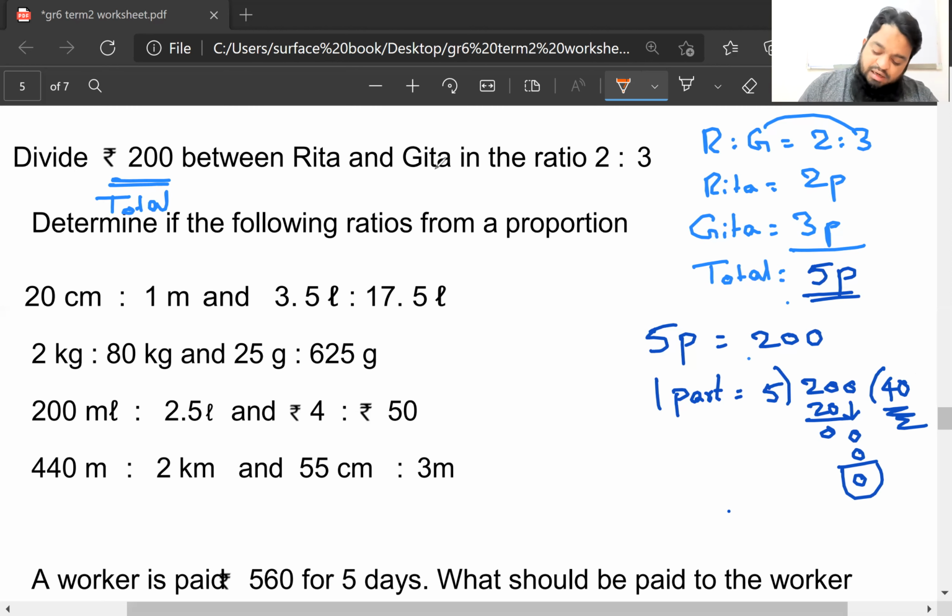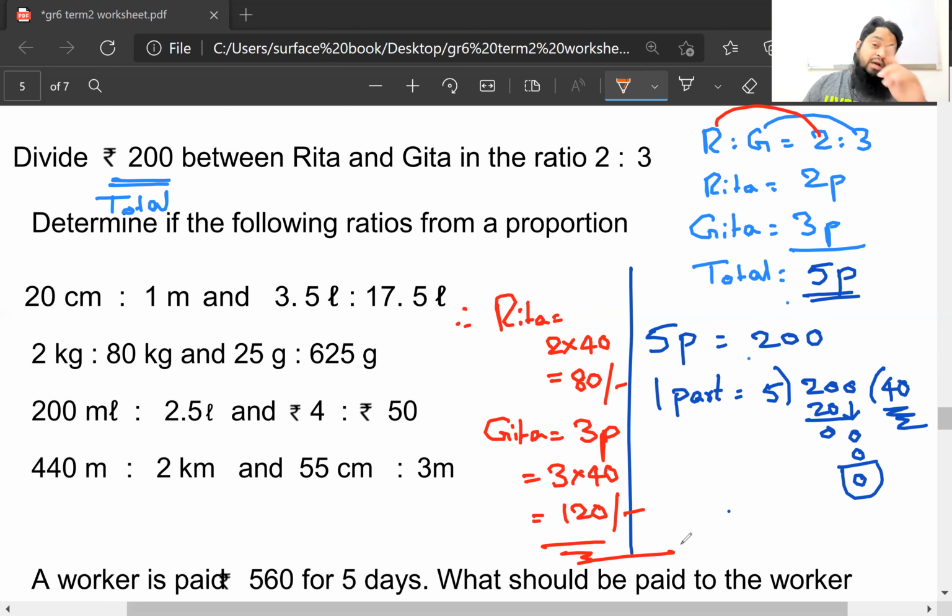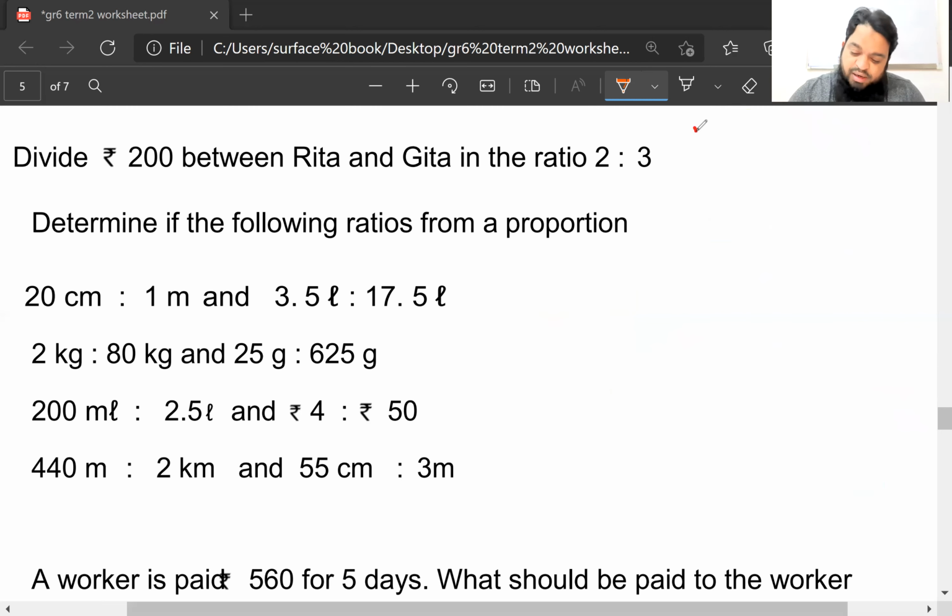So therefore, how much will Rita get? How many parts did we discuss before? Rita is equal to 2 parts. So 2 into 40, that is how much she gets? 80 rupees. And Geeta, how much? How many parts did we discuss? 3 parts. So 3 parts is equal to 3 times 40. So that is equal to 120. Understood? It's a very simple, very important concept. So repeat this problem. Understood, my dear students? Good. So now let me delete it.